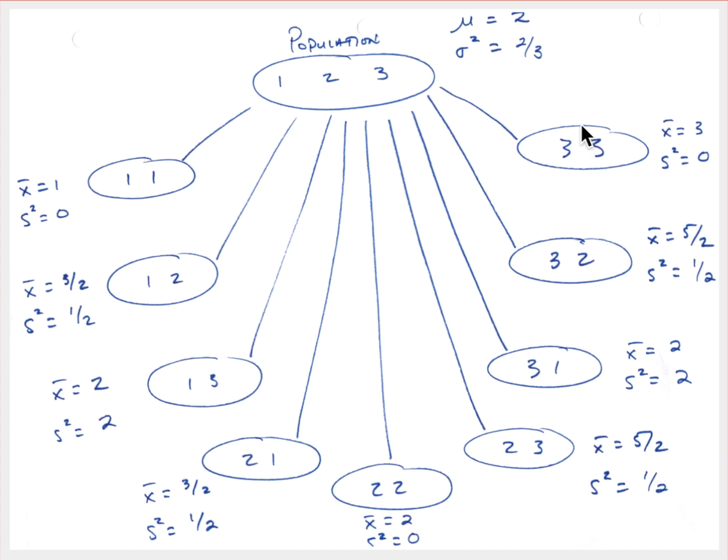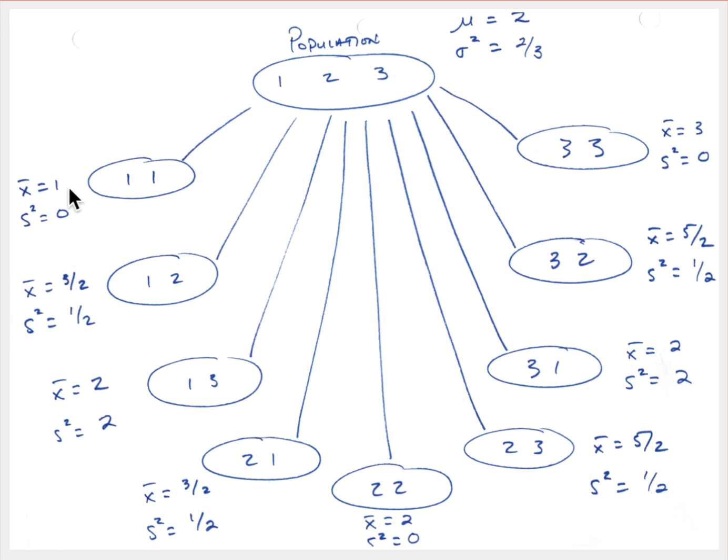And let me just say that because we are sampling at random and with replacement, by virtue of how we're doing this experiment, these elementary events are all equally likely. And so to compute probabilities involving these elementary events, all we would have to do is count the number of elementary events comprising an event of interest and divide by the total number of outcomes, which in this case is 9.